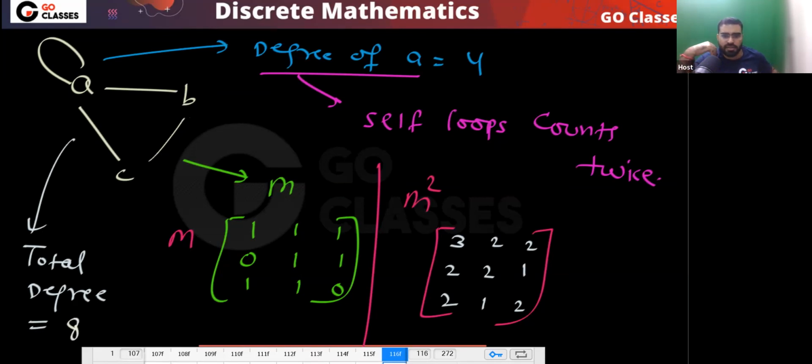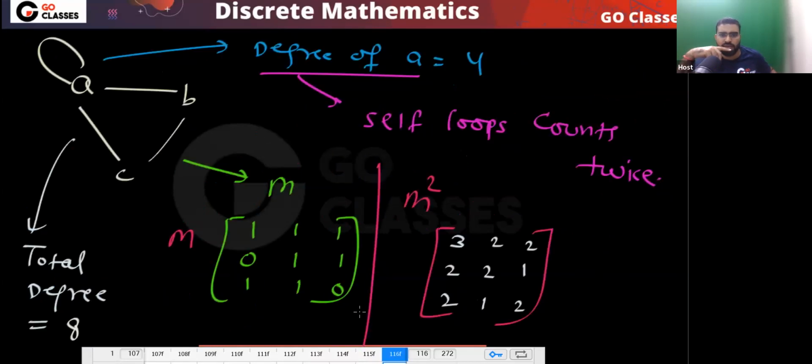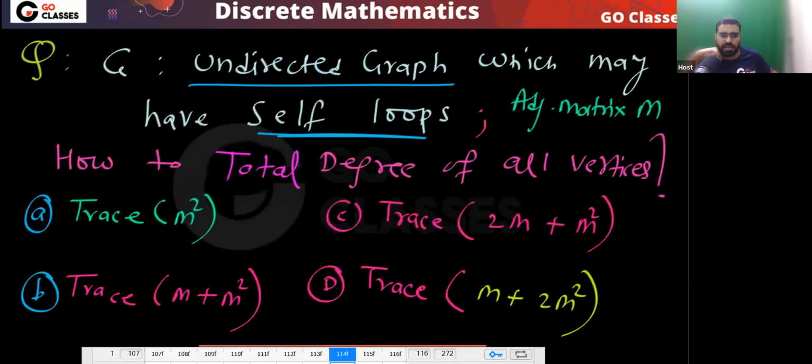So can I say trace of M square is correct? This option A is definitely not correct, right? Yes or no? You can see that. So definitely option A is gone. Okay, what else is gone?